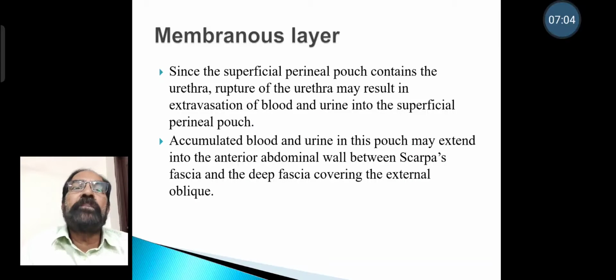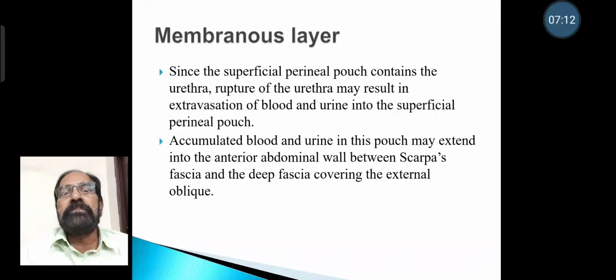Since the superficial perineal pouch contains the urethra, rupture of the urethra may result in the extravasation of blood and urine into the superficial perineal pouch. Accumulated blood and urine in this pouch may extend into the anterior abdominal wall between the Scarpa fascia and the deep fascia covering the external oblique.